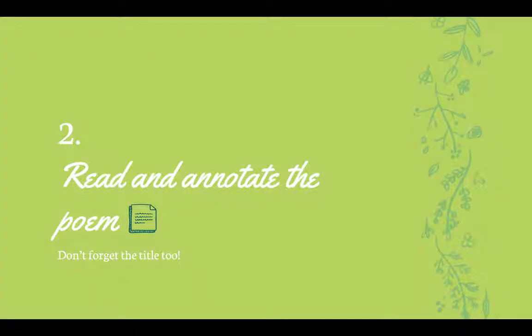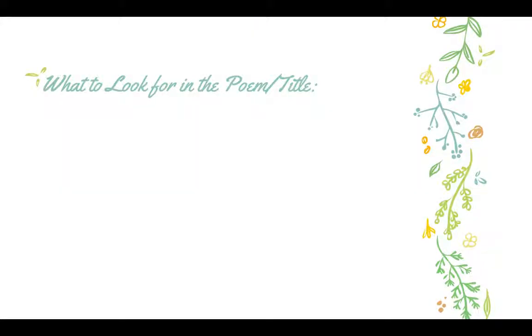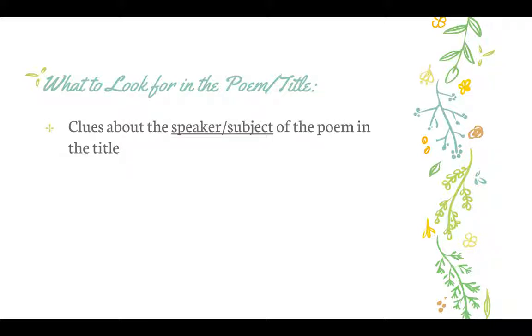So when you read and annotate the poem as well as the title, a few things to look for. Clues about who the speaker or the subject of the poem is in the title. So let me go back to that just for a second. A lot of times, especially in older British poetry, poems will start with "to so-and-so" or "on this." So when it's "to so-and-so," you know exactly who the speaker is speaking to. If it's "on" something, then you know kind of what the topic is. So those are key things to look for.